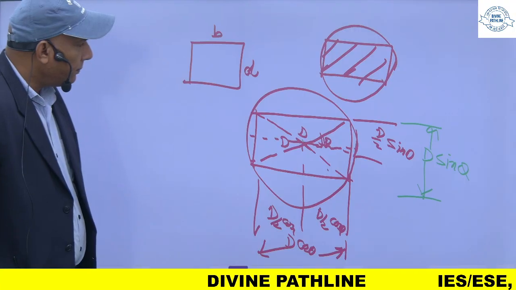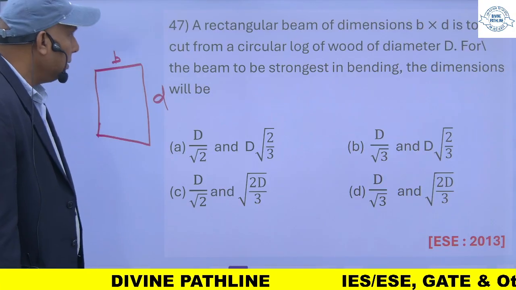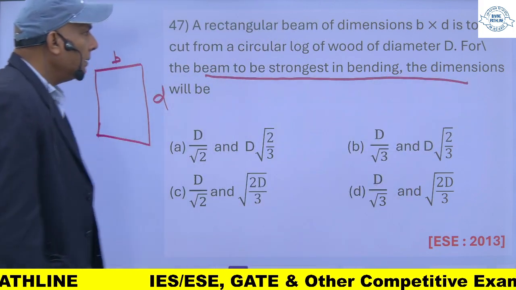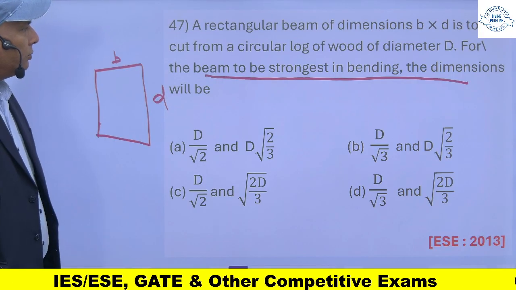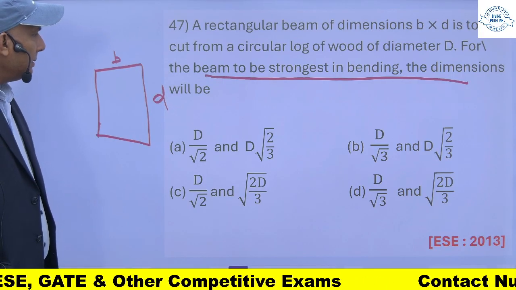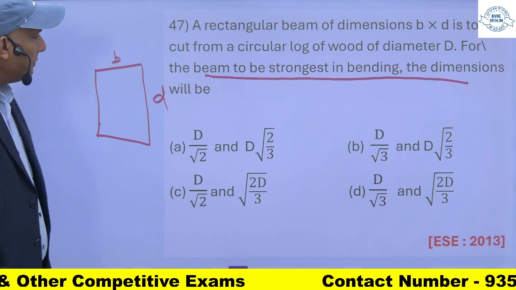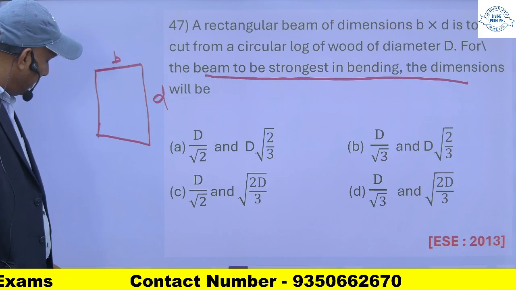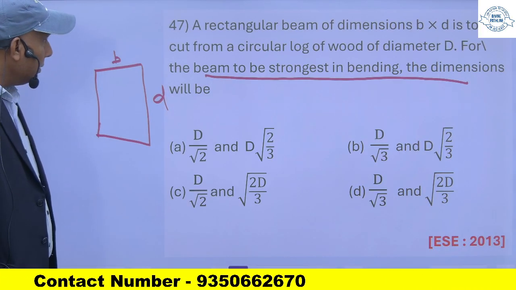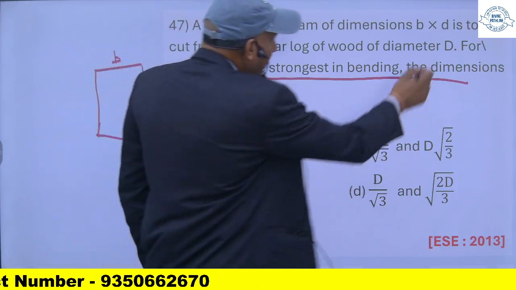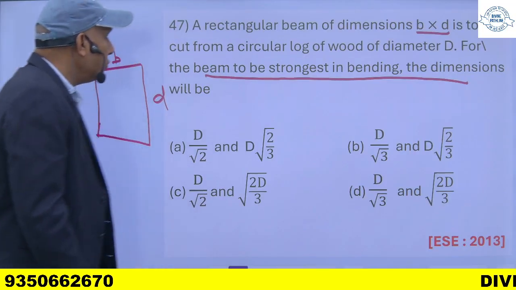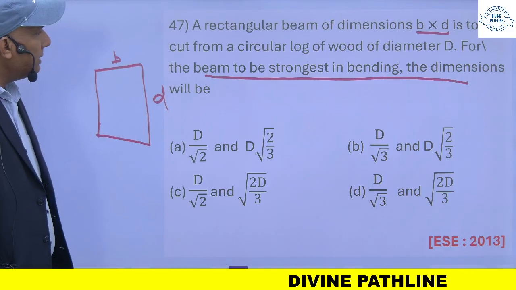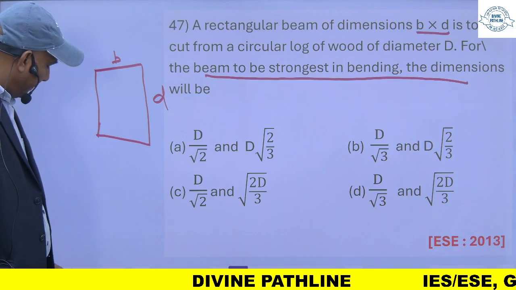For a beam to be strongest in bending, what will the dimension be? A rectangular beam of dimension B into D is to be cut from a circular log of wood of diameter D. For the beam to be strongest in bending, what will the dimension be?